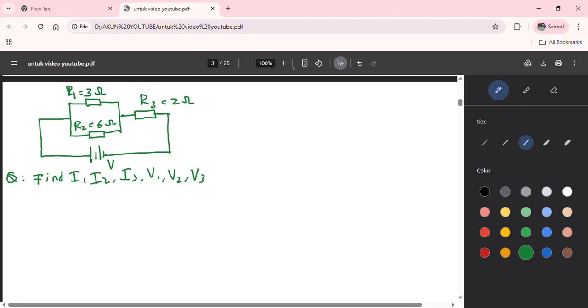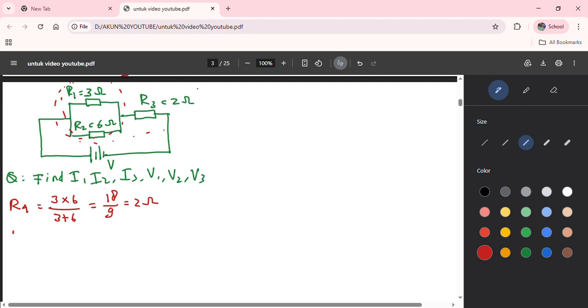Okay, the point is we are going to simplify this first. Let's say this one is R4. R4 is 3 times 6 over 3 plus 6. This is the formula R1 times R2 divided by R1 plus R2, which is 18 divided by 9, which is 2 ohm. And then we simplify this series with the R3.